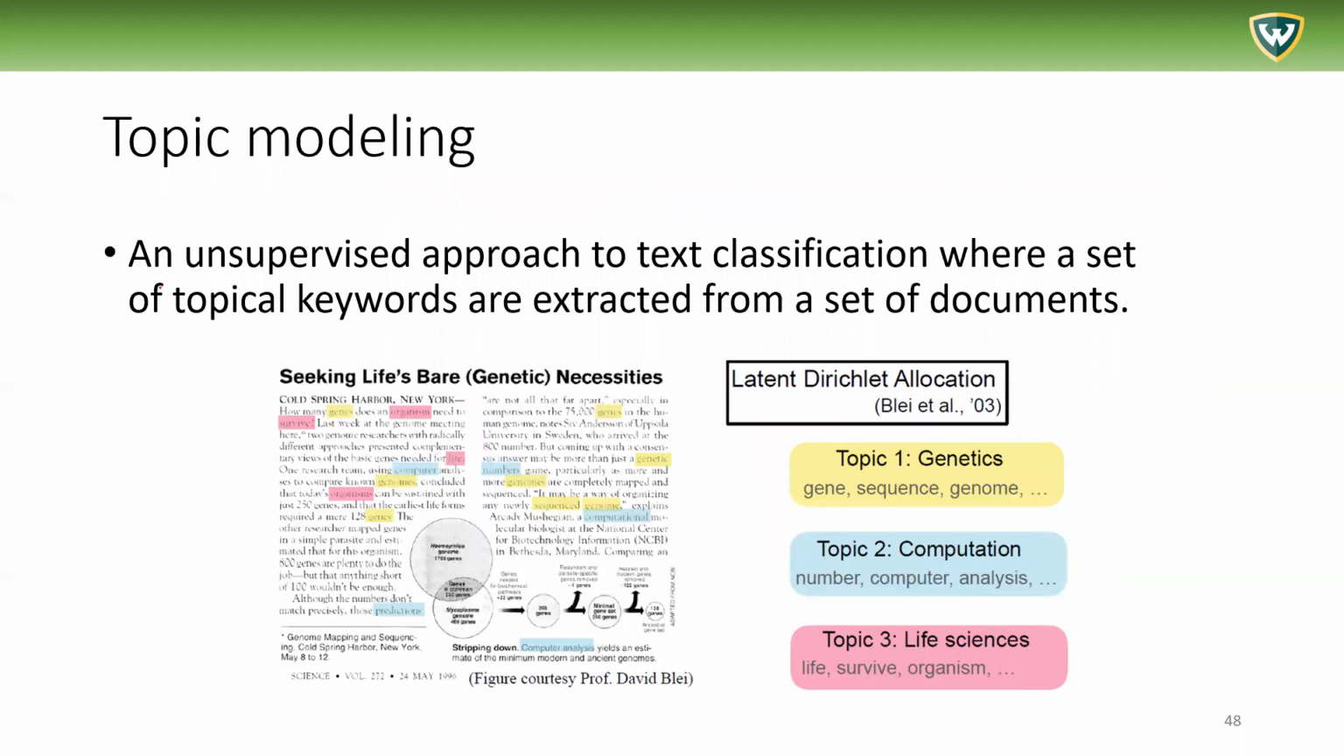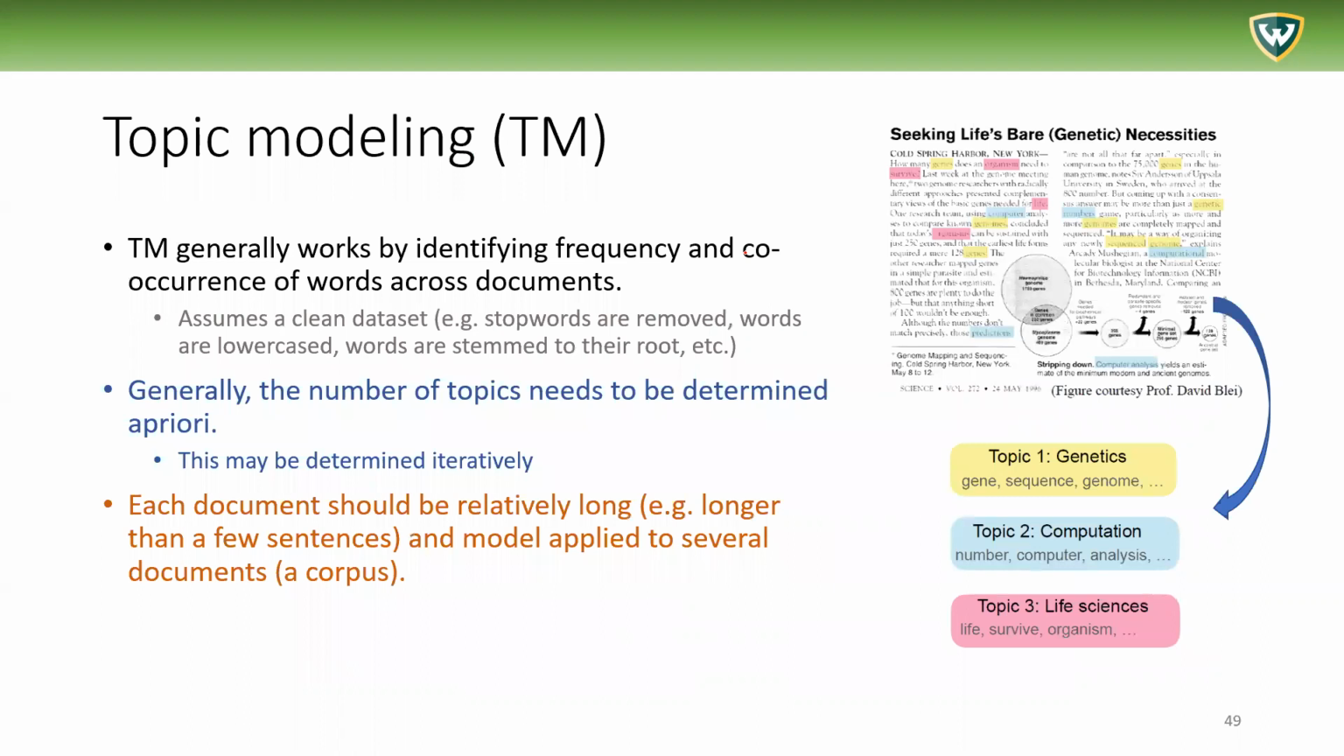So topic modeling is an unsupervised approach to text classification, where a set of topical keywords are extracted from a set of documents. In a simple way, we can think of topic modeling as this. Topic modeling generally works by identifying frequency and co-occurrence of words across a set of documents. So it's usually not just a single document, it's applied across a set of documents, and that's how it is able to actually cluster the words that are similar.